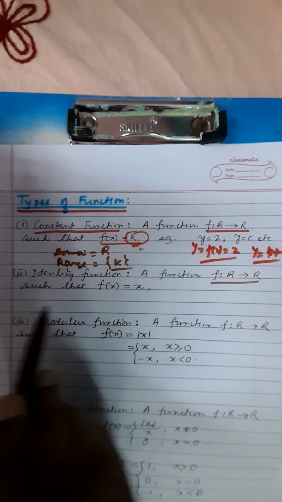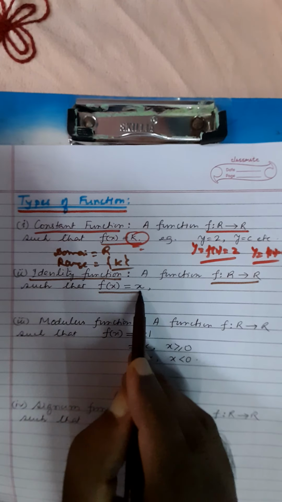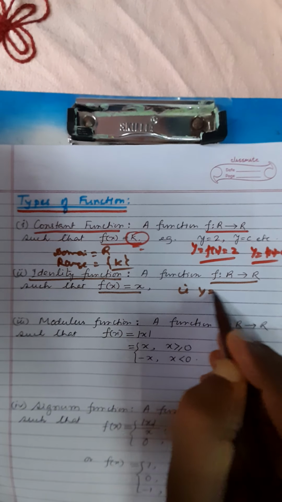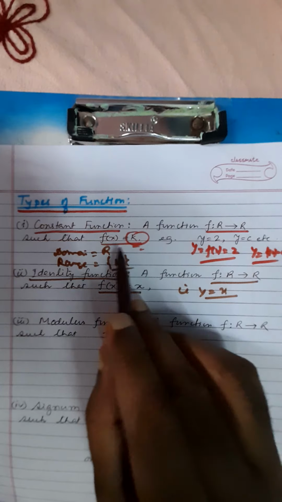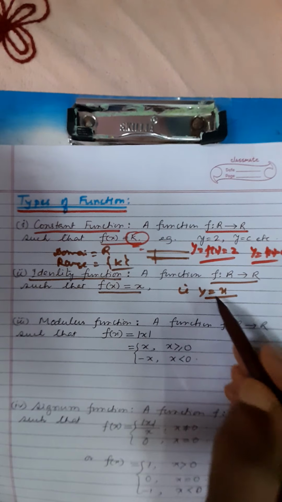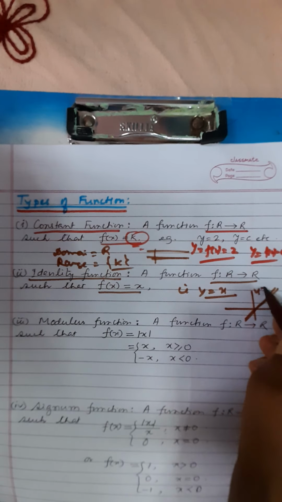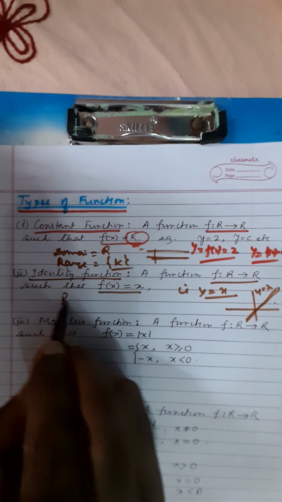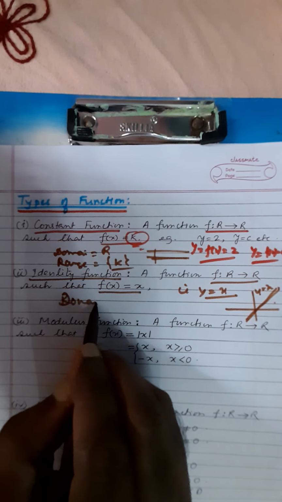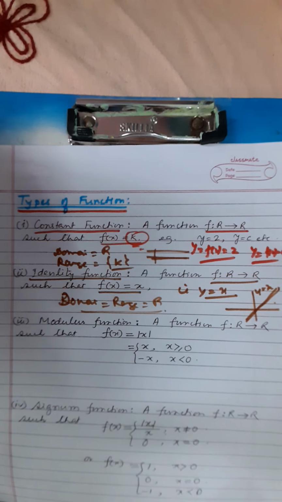A function f: R to R, the identity function. f(x) = x, that is y = x. And if we draw the graph of the constant function, it is a straight line parallel to the x axis. The identity function is a line which passes through the origin and divides the first quadrant and third quadrant equally, that is y = x. Here domain is equal to range is equal to R, the real numbers.